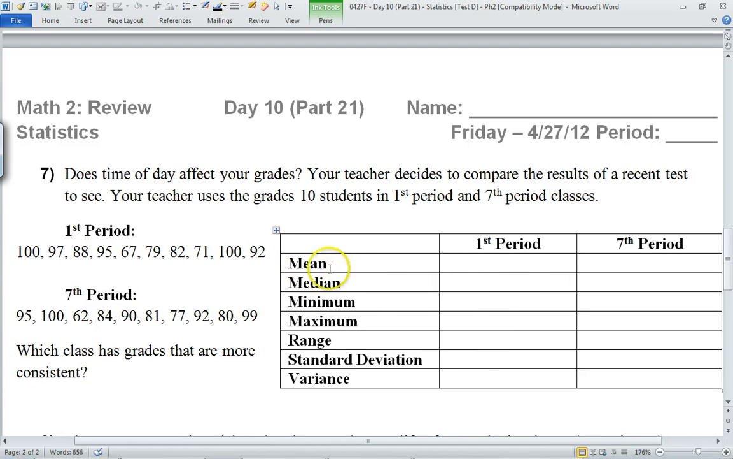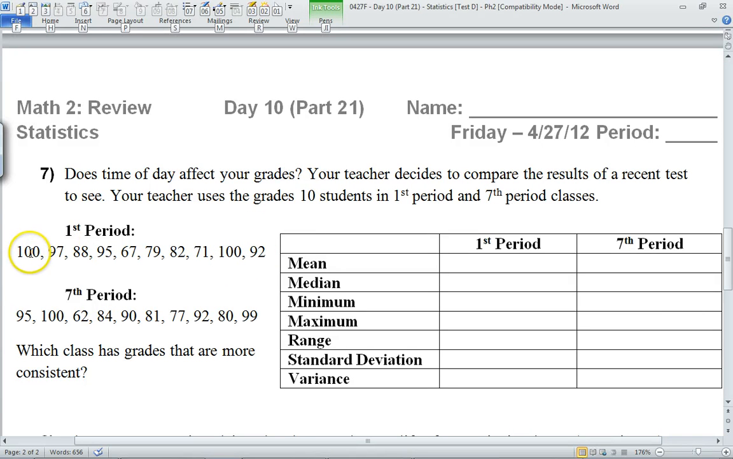So we're supposed to find the mean, median, minimum, maximum, range, standard deviation, variance. Oh, better remember what the variance is, you guys. Stay tuned, pay attention, don't skip past that part. And we're going to have to tell which class had grades that are more consistent. Let's use the TI-30. Let's start with the first period class and type all that data in.